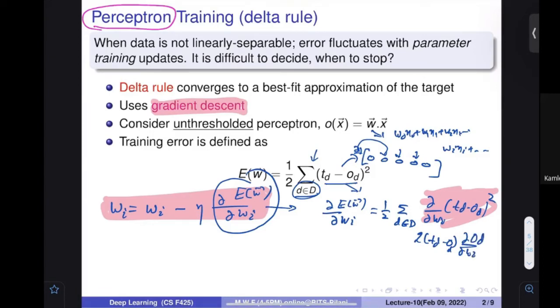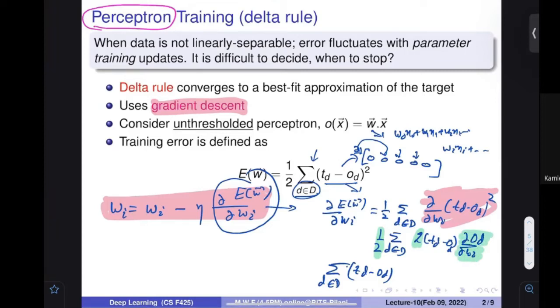And that's why I have written the 1/2 over here, sigmoid of D belonging to D, so that at some point of time I can take this advantage and remove this 1/2. So what we have is the summation over all D inside D, (TD minus OD), and then this particular derivative term. Okay, so let us find out what the derivative term is.